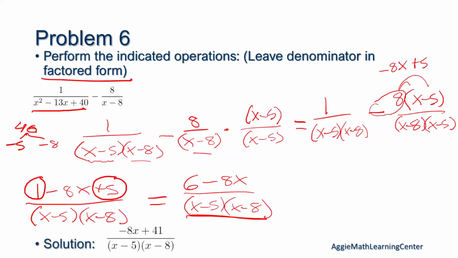Oh, 41. Oh, I didn't multiply this by 5. Okay, so negative 8 times negative 5 is not 5. It's 40. So it should be 40, then 40 plus 1 is 41. There we go. Okay. Any questions on that?